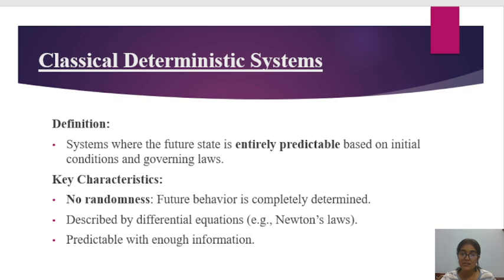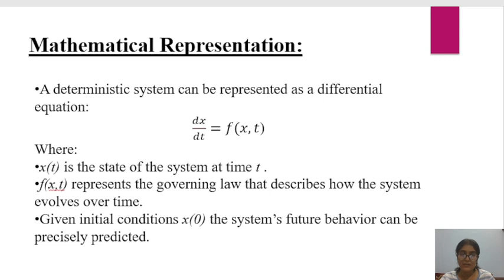Everything is determined by the initial conditions and the rules that govern the system. For example, if you know the position and velocity of a planet, you can calculate its future position at any point in time. Now let's look at the mathematical representation of these systems.